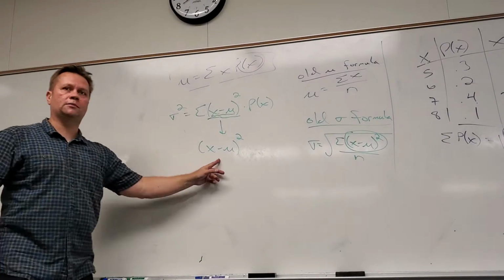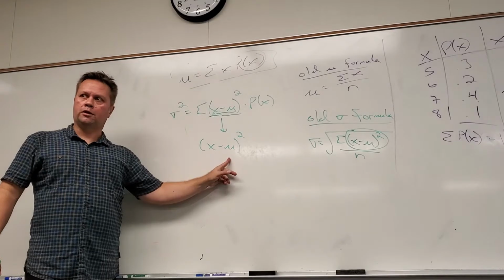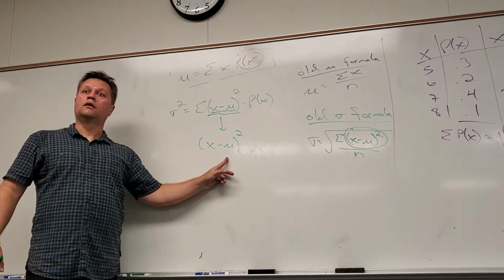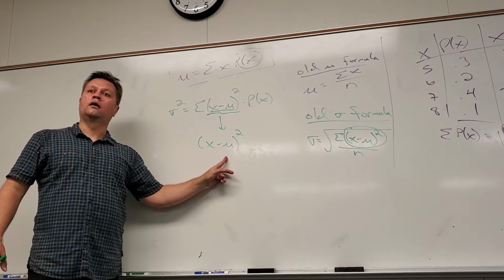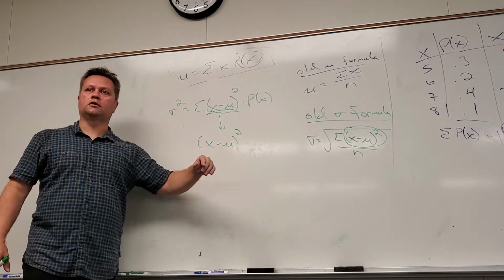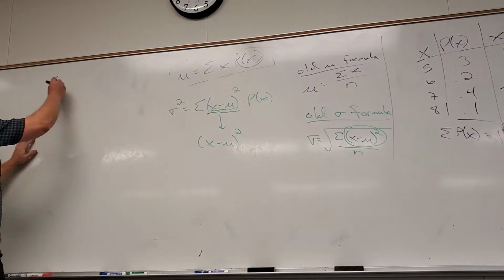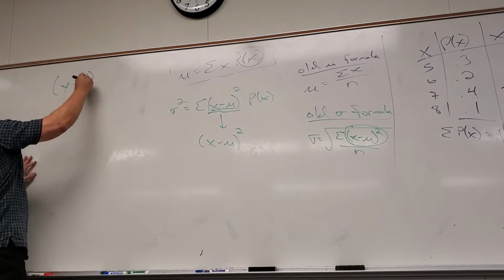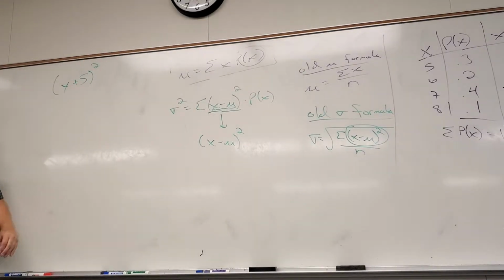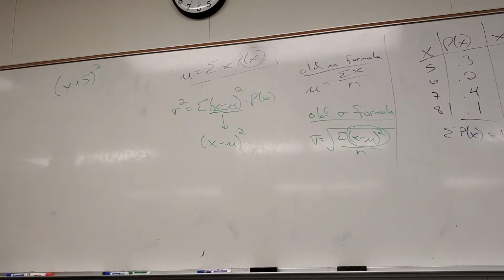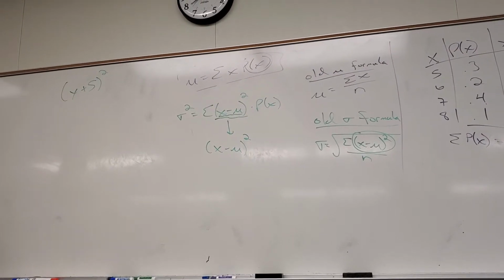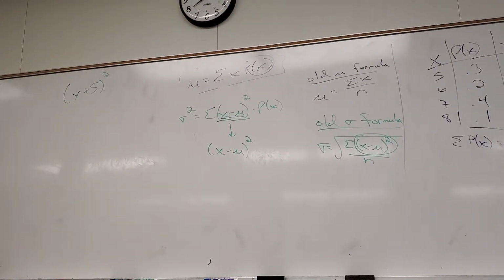What would I do with something like this in algebra? Don't you have to make another equal it to it? There's no equation here. So in algebra, if you saw this, what would you do to simplify it? Write it twice and then FOIL, right?